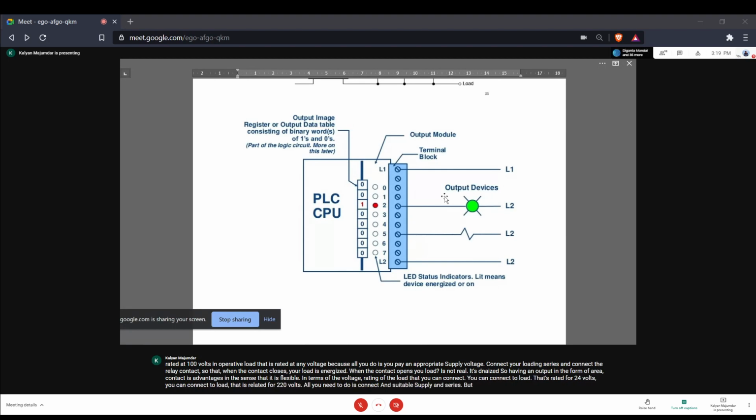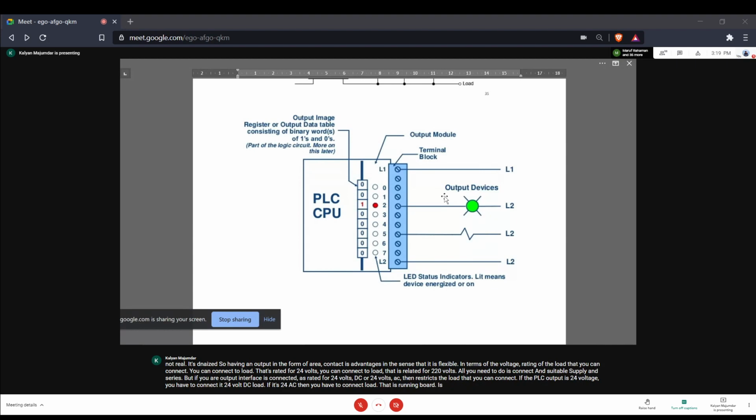But if your output interface is rated for 24 volts DC or 220 volts AC, then that restricts the load that you can connect. If the PLC output is 24 volt DC, you have to connect a 24 volt DC load. If it's 220 volt AC, then you have to connect a load that is 220 volt AC.